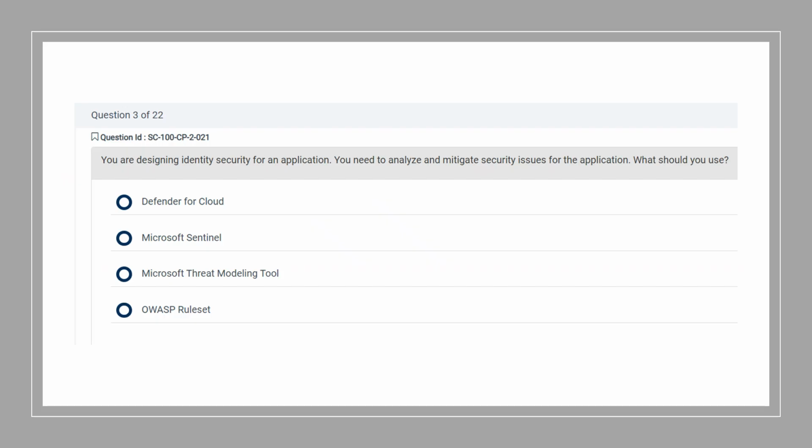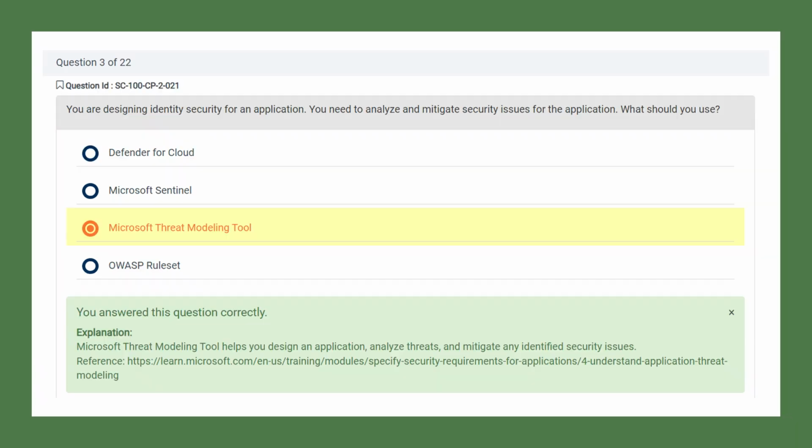Question 3. You are designing identity for an application. You need to analyze and mitigate security issues for the application. What should you use? Microsoft Threat Modeling tool helps you design an application, analyze threats, and mitigate any identified security issues.